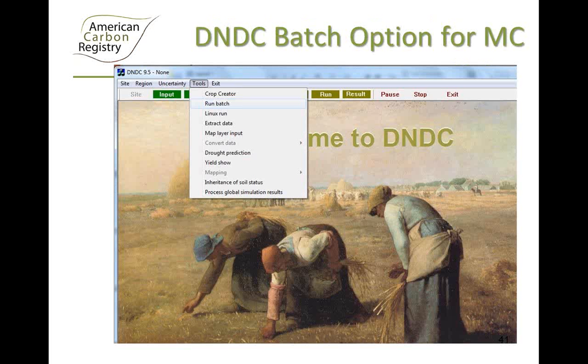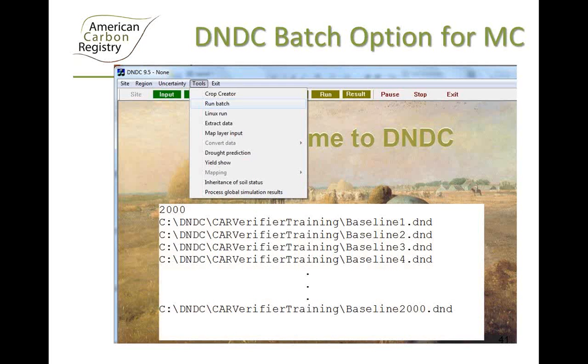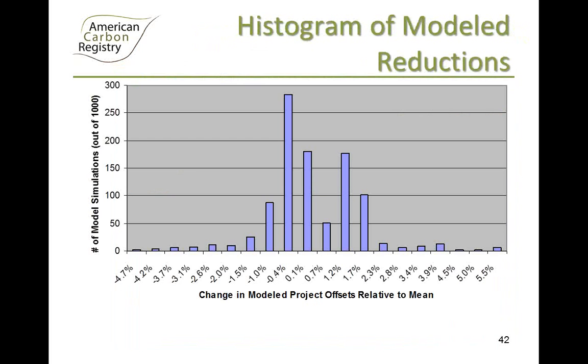And from those simulations, we now have a distribution of emission reductions by implementing a project. And this is done by using the batch function in DNDC, and it's described in the methodology. So I won't delve into it right here, but basically you create a batch input file, you run your several thousand simulations, and from that you can look at the statistics.